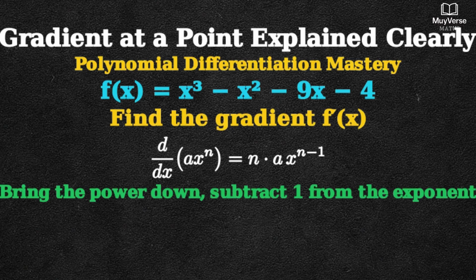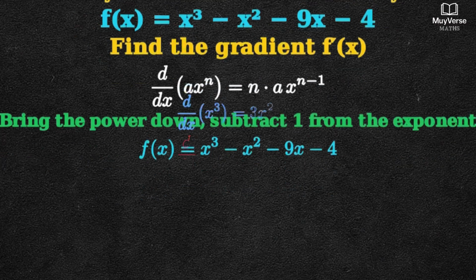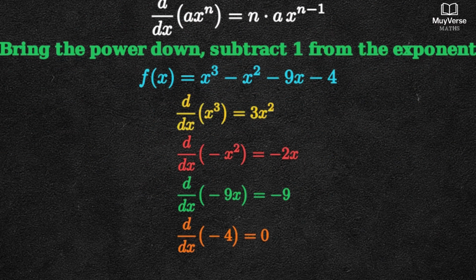Step 2. Differentiate term by term for f of x equals x cubed minus x squared minus 9x minus 4. First, write the function. Term 1. Derivative of x cubed is 3x squared. Term 2. Derivative of minus x squared is minus 2x.